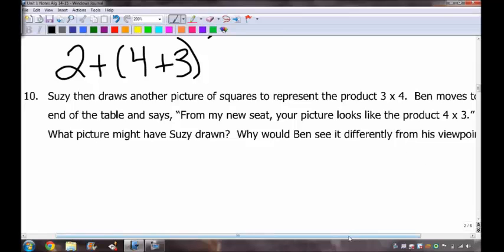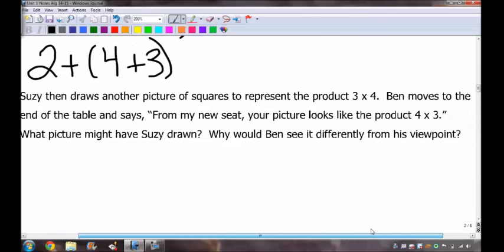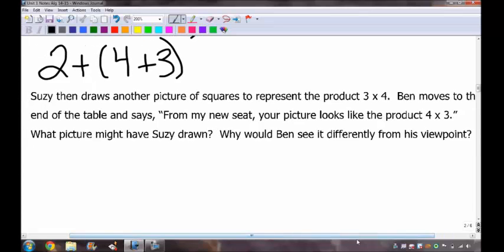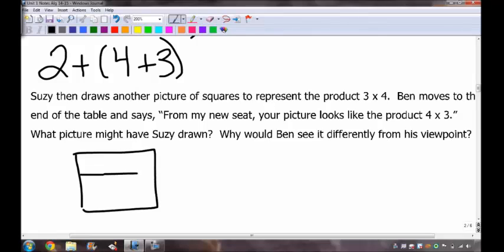Now, in number 10, Susie then draws another picture of squares to represent 3 times 4. Ben moves to the end of the table and says, from my new seat, your picture looks like the product 4 times 3. What picture might Susie have drawn, and why would Ben see it differently from his viewpoint? So Susie could have drawn, just like we talked about earlier, 3 by 4, she could have drawn it like this. Right? Here's my 3, and then here's my 4.